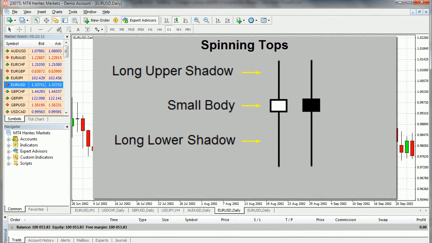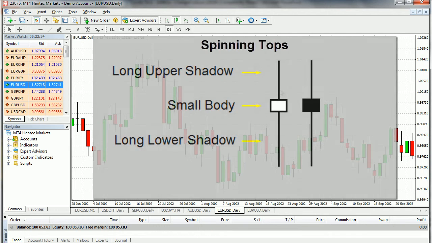Spinning tops are candles that reflect indecision in the market. They are characterized by their relatively small bodies and comparatively long upper and lower shadows. This shows that although prices covered significant territory during the period, neither the bulls nor the bears were able to take control, and prices ended up closing roughly where they were at the start of the period.